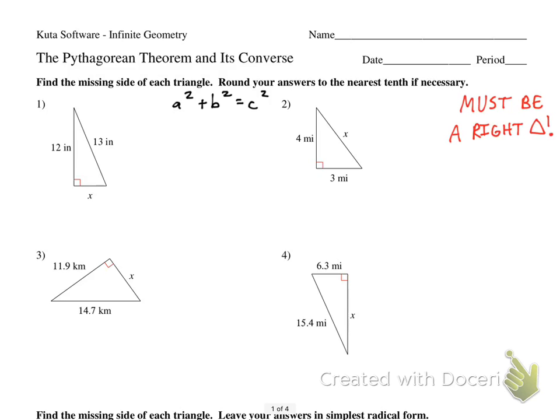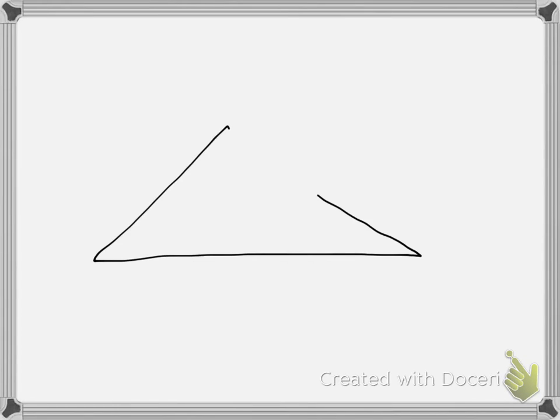Now, that might sound restrictive because most triangles in the world are not right triangles. But it's okay because any triangle can be split into right triangles. That's why the Pythagorean theorem is still very useful, because you can take any triangle you want and split it that way. Just as an example, if I had a random triangle drawn here, hopefully I draw it as well as I can.